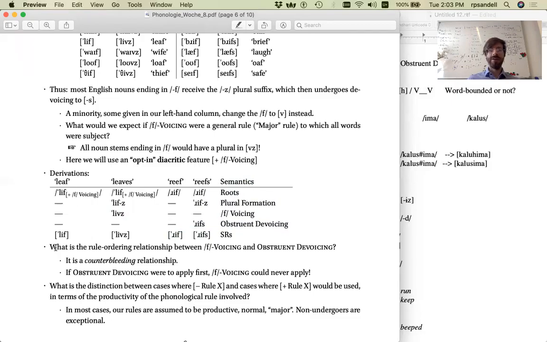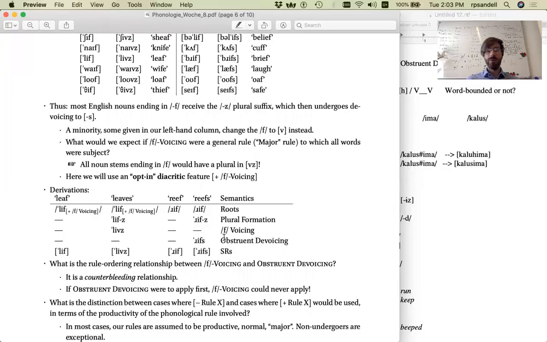So we should ask, in this case, we can pause for a moment to think about the rule ordering relationship between F voicing and obstruent devoicing. So if we should actually think, if obstruent devoicing applied before F voicing, what would obstruent devoicing do?